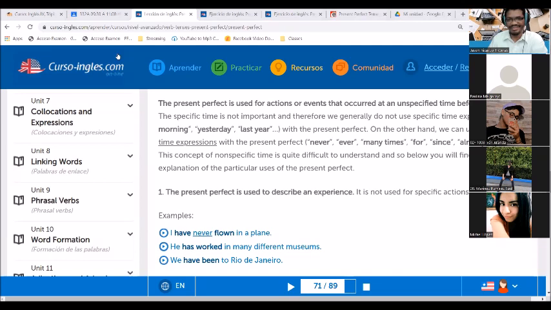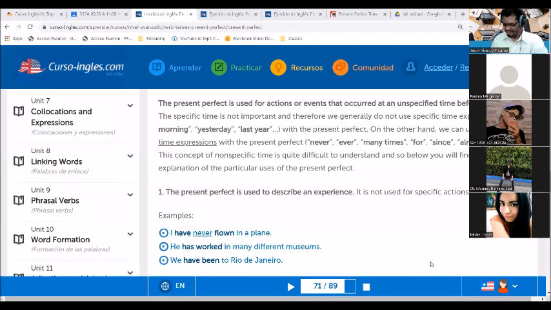This morning, yesterday, last year, with the present perfect. On the other hand, we can use not specific time expressions with the present perfect, like never, ever, many times, for, since, already, yet. This concept of not a specific time is quite difficult to understand, and so below you will find further explanation of the particular use of the present perfect. Go ahead, number 1, continue.